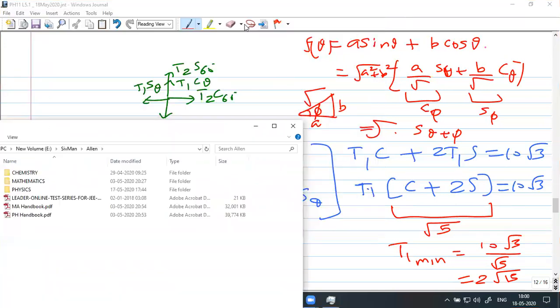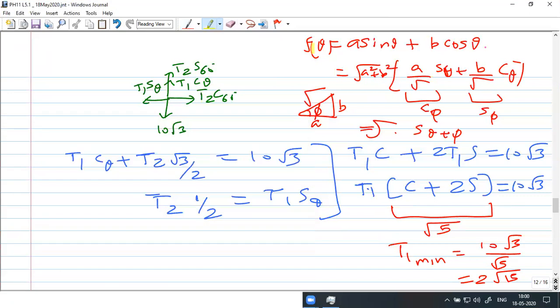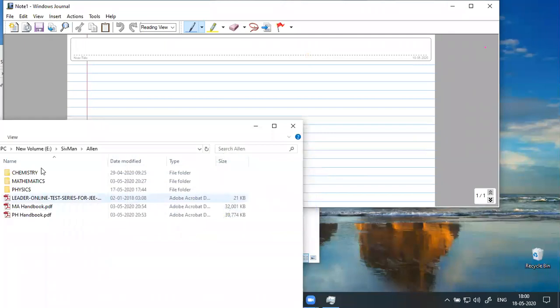See, if there is a function like this, cos theta, this one, okay, and theta is a variable. What is the maximum value of f theta and the minimum value of f theta? Can you figure out? I don't know.